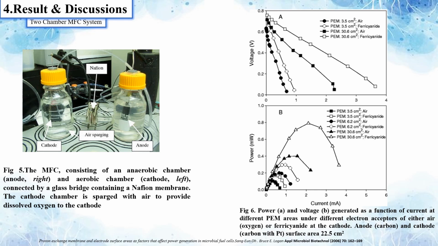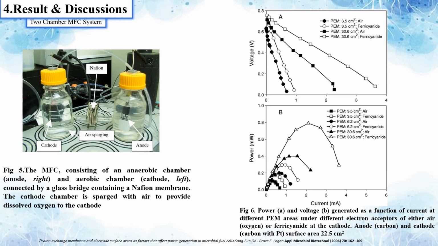Anode carbon and cathode carbon, with surface area kept constant at around 22.5 centimeters square. For the present article, before we discussed the single-chamber microbial fuel cells with varying anode and cathode area, and also phosphate buffer concentration. But for dual-chamber microbial fuel cells, they kept anode and cathode area constant at around 22.5 centimeters square, with variation of proton exchange membrane area.